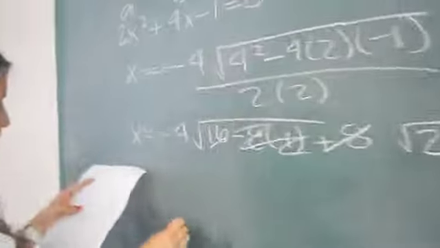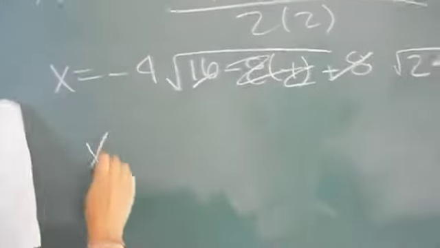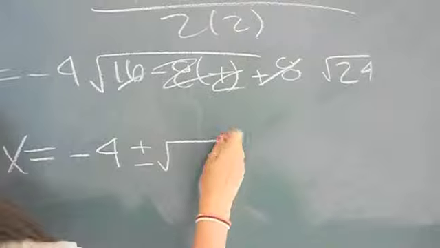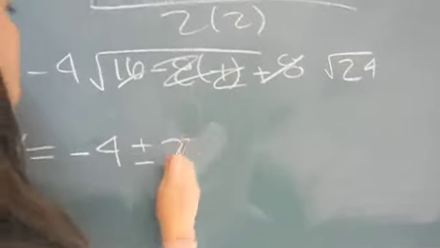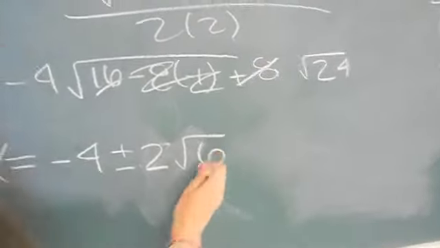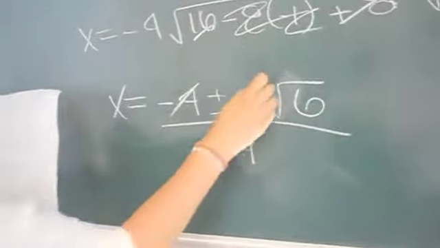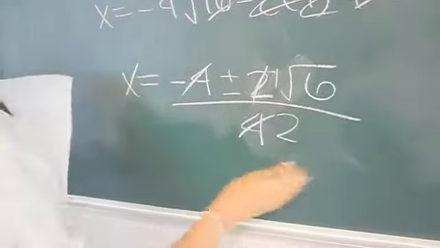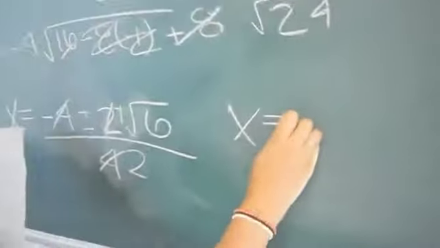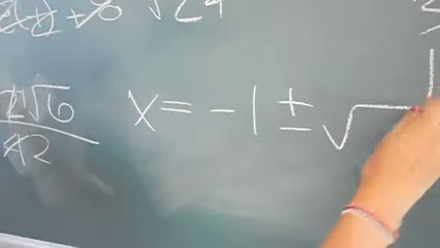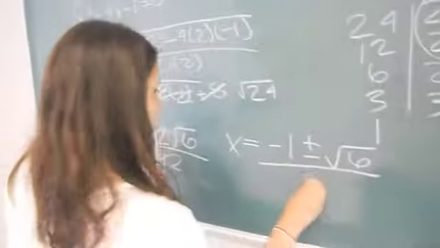So here the answer would be x equals -4 plus minus 2, the square root of 6 over 4. And then you simplify, so you take this, and here will be 1, 2. So it's x equals -1 plus minus the square root of 6 divided by 2.